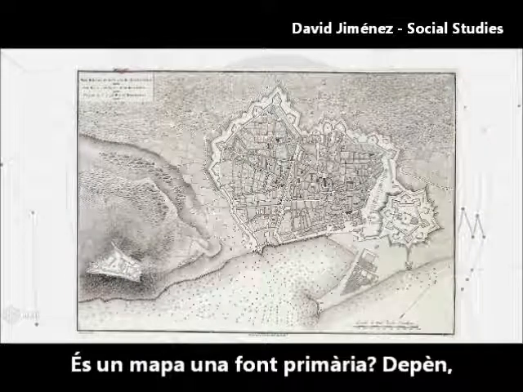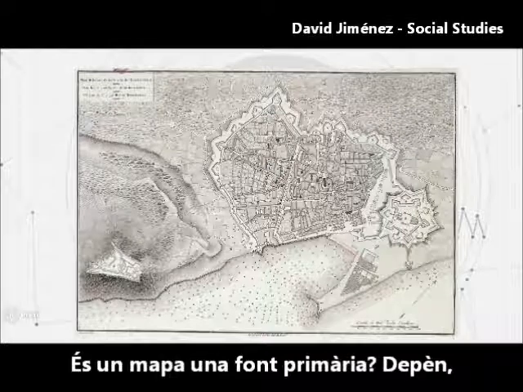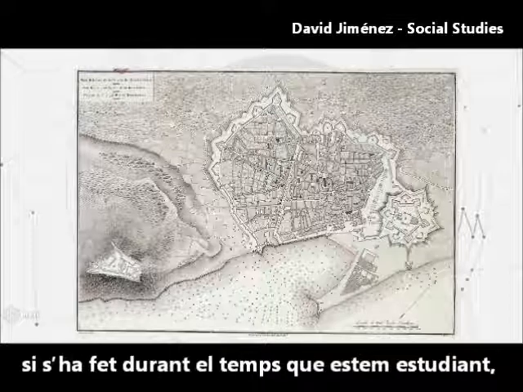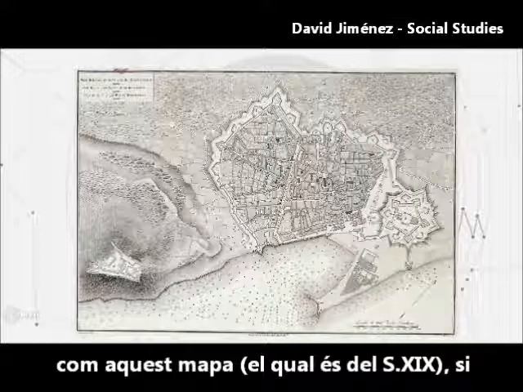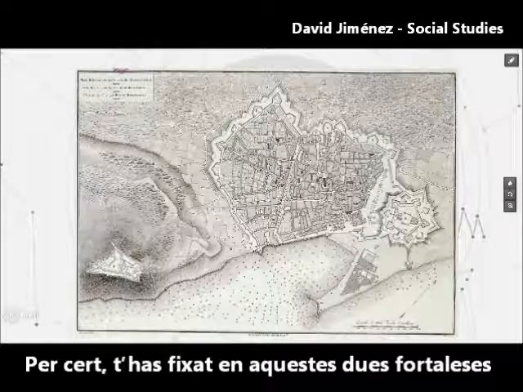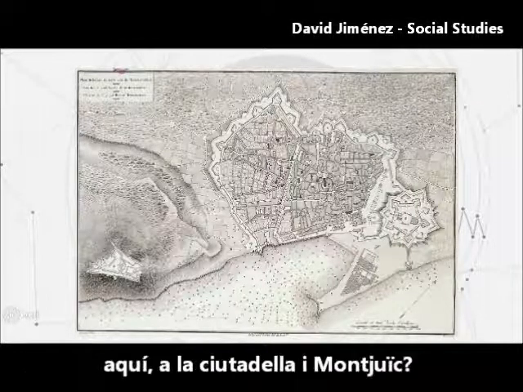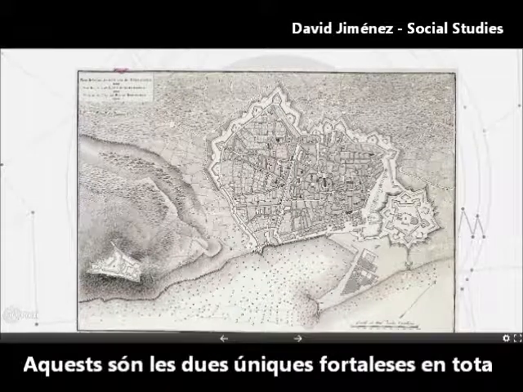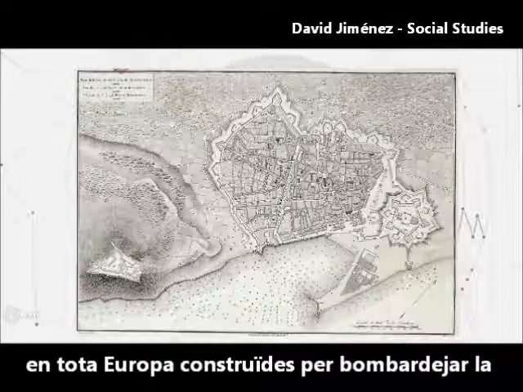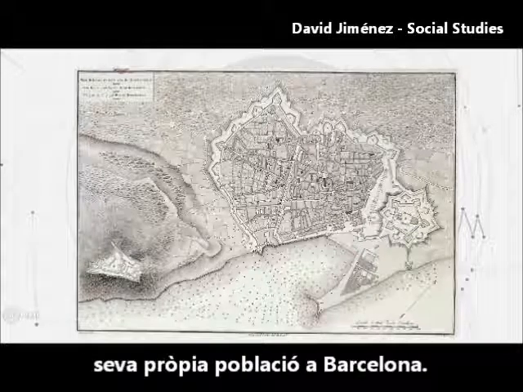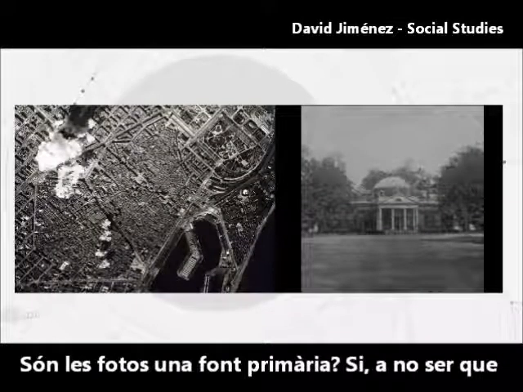Is a map a primary source? It depends. If it has been done during the time of study, like this map, which is from the 19th century, yes. By the way, you see these two fortresses here in Ciutadella and Montjuic. These are the only two fortresses in the whole of Europe that were built to bomb its own population in Barcelona.